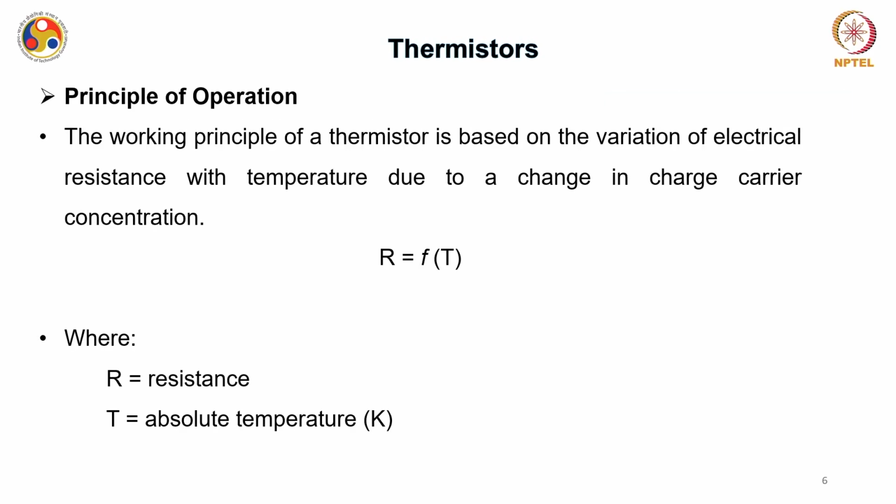The working principle of a thermistor is based on variation of electrical resistance with temperature due to change in the charge carrier concentration, and this is exactly what we see in its name also, as it is composed of two terms, thermal and resistor. So, the working principle is exactly as its name conveys: it is based on the variation of electrical resistance of the device with temperature due to change in the semiconductor parameters, particularly the charge carrier concentration, and the resistance is a function of temperature.